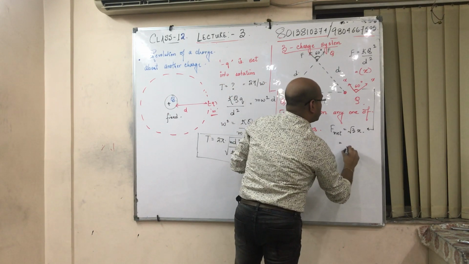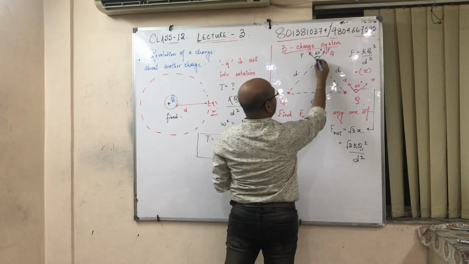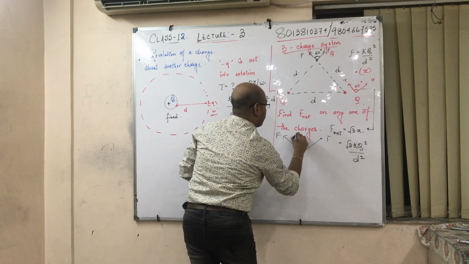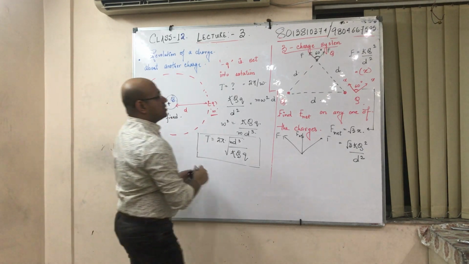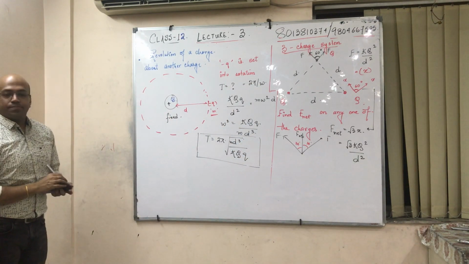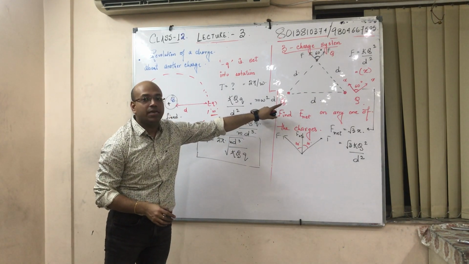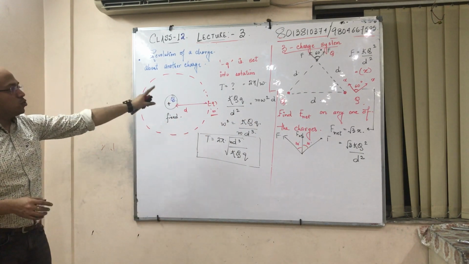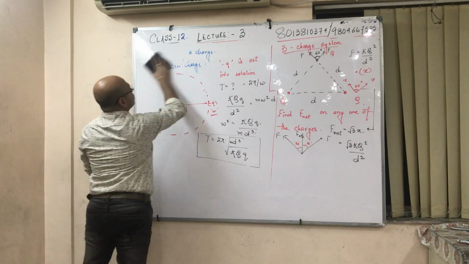So it becomes root 3 times K Q square by d square. And where is it aligned? It is aligned something like this. F net is along the perpendicular bisector of the two lines. Okay. This is not yet complete. This is an incomplete sum. So now we will do the complete one over here. I think these two are clear. So let's proceed to the next one.